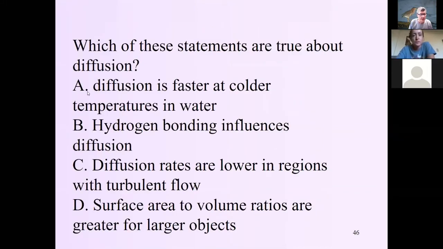Okay, question of the day. Which of these statements are true? And go ahead and chat it in there.